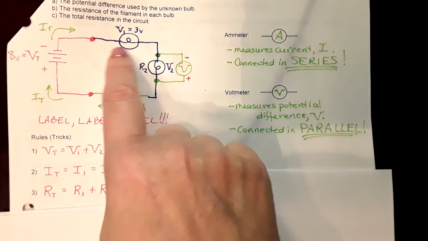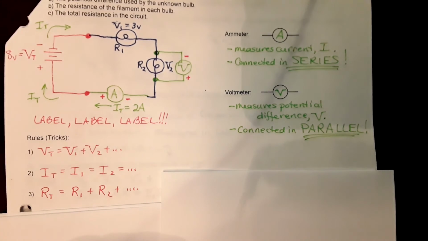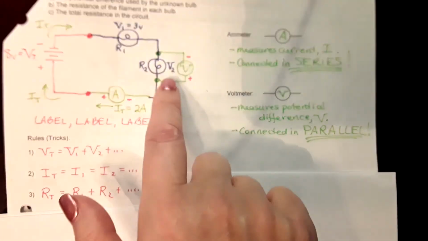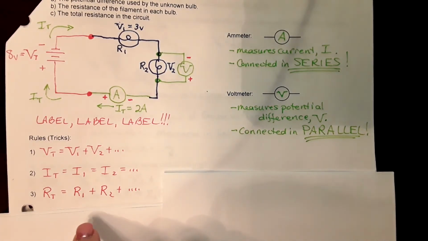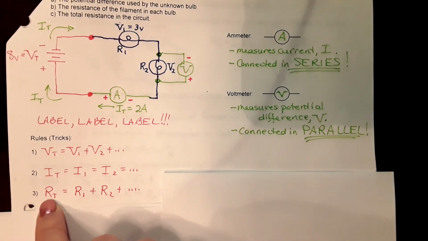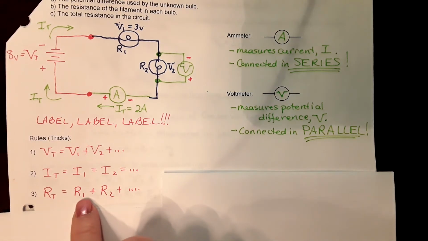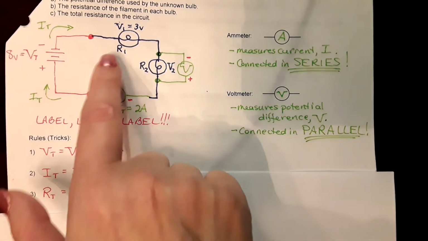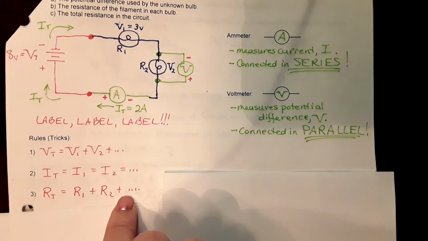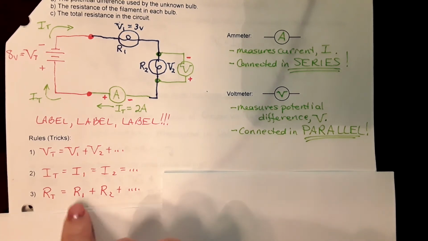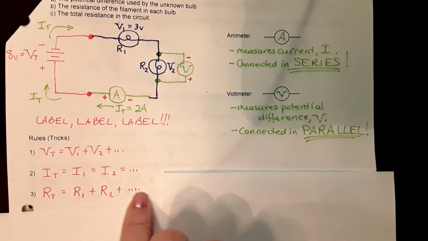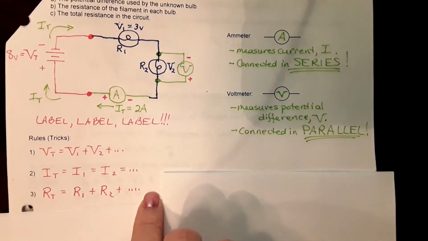Now, the last one. As the electrons go through each device, they have to get pushed by the potential difference through the resistance of that device. So the total resistance met by any single electron would be the total of the individual resistances in the circuit, however many there are. So R1, R2, R3, R4, however many.